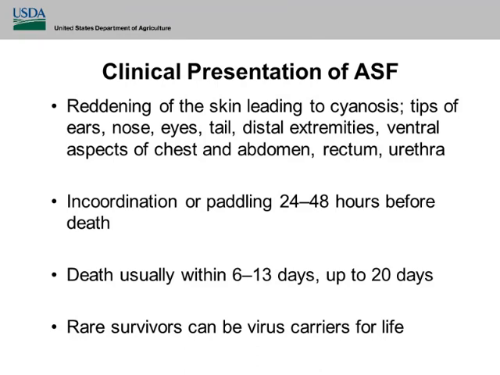You get incoordination and paddling 24 to 48 hours before the animals die. So it progresses into the brain and you start to see these neurological signs. And death usually happens in domestic pigs in 6 to 13 days for most of the strains that are out there, although there are some strains where it can take as long as 20 days. Rare survivors can be virus carriers for life. So again, much like classical swine fever, if the pig lives through this, it's now a virus factory that goes on progressively spreading that to other pigs.